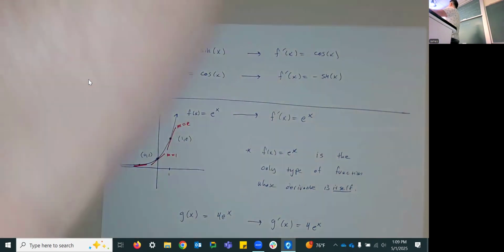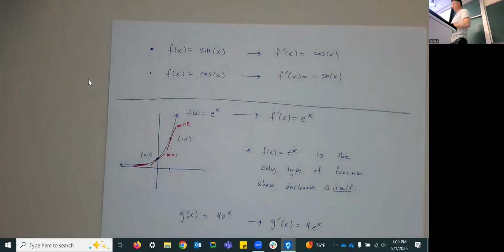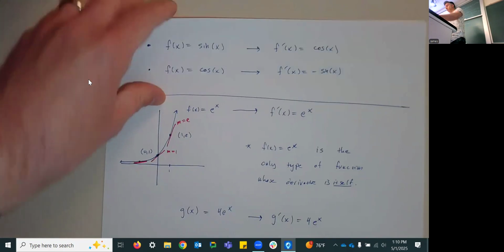The main reason I bring this up is so that we can talk about some of the rules now. Because if you're only able to take derivatives of powers of x, you can't really do anything interesting with the product rule or the quotient rule. So let's talk about those two rules. So, product rule.